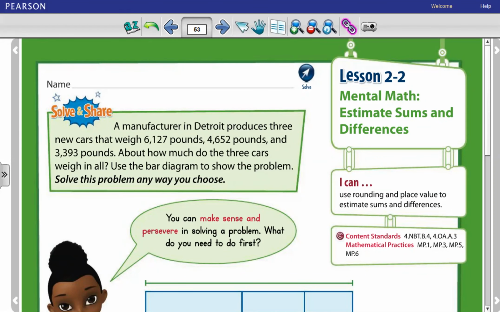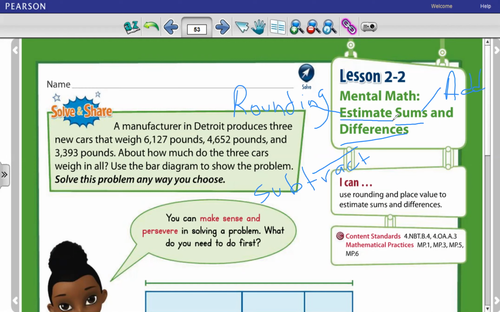Lesson 2 Mental Math, Estimate Sums and Differences. What is the meaning of estimate? Estimate means rounding. Sums means add. Differences means subtract. So we have to round, then either we add or we subtract.